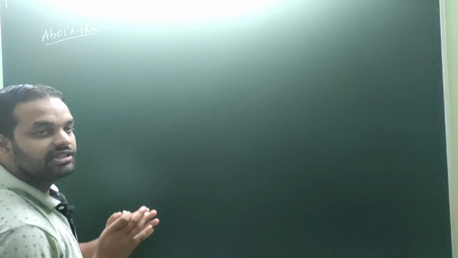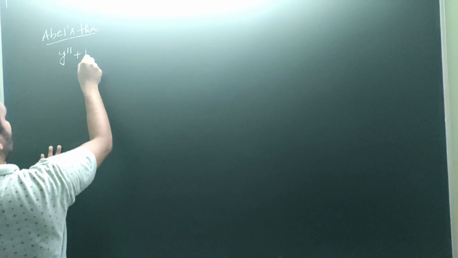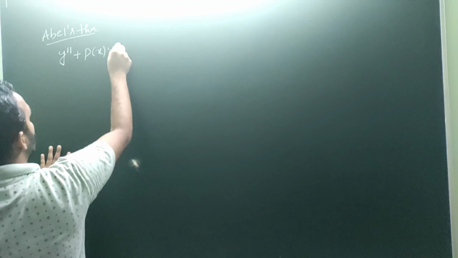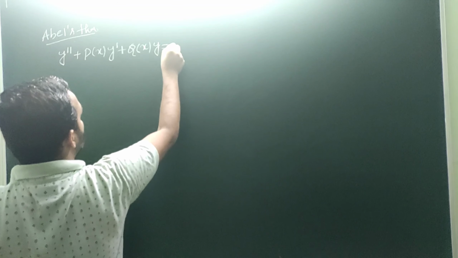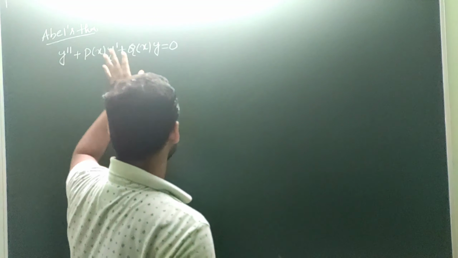Abel's theorem. Let's take a generalized form of this second order linear homogeneous differential equation. Let's say we have y double dash plus p of x y dash plus q of x y is equal to 0. As you can see here, this is a second order, linear and homogeneous ordinary differential equation. Now in these cases we can apply this Abel's theorem. So what does this Abel's theorem tell?